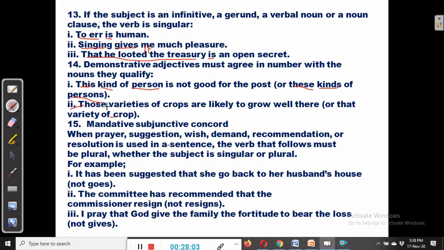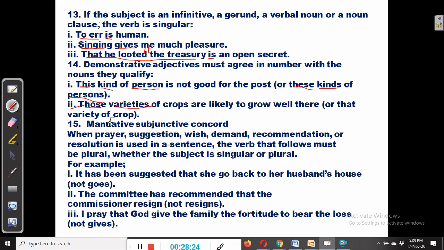Example, those varieties of crops are likely to grow well there. Those is the demonstrative adjective, and it is plural here because the varieties it qualifies is plural as well. All right.